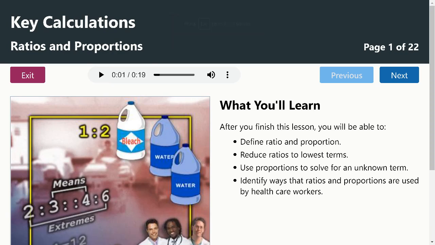Our objectives are to define ratio and proportion, reduce ratios to lowest terms, use proportions to solve for an unknown term, and then identify ways that ratios and proportions are used by healthcare workers.